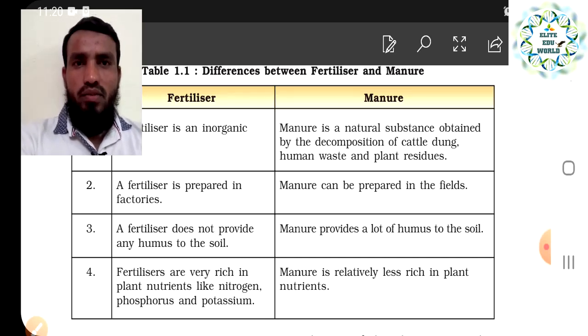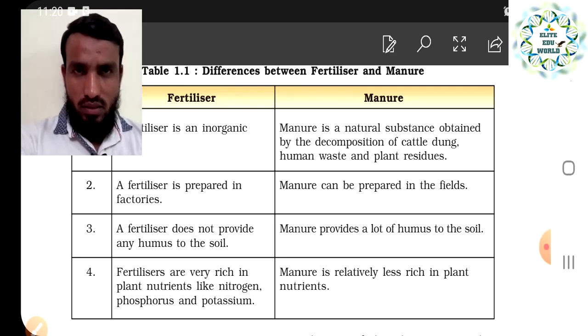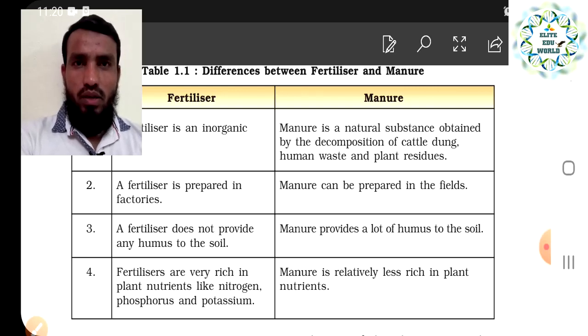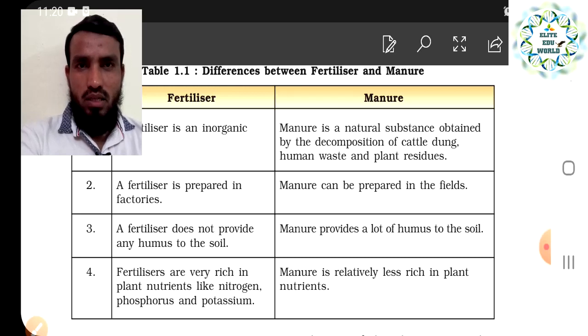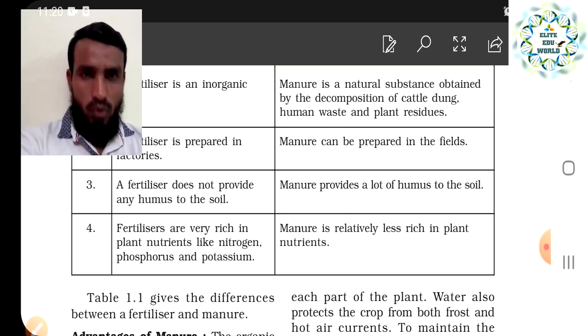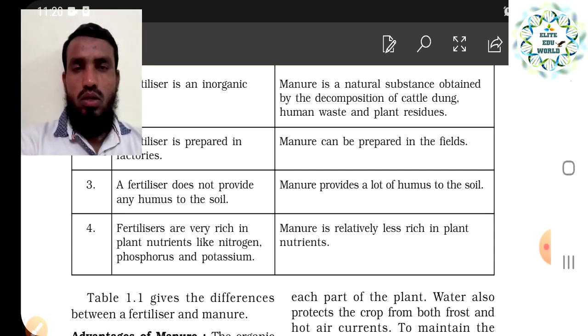The second point, fertilizers are prepared in factories, and manures can be prepared in the field. Whenever we visit some fields, we can see in a separate area, or we can say pits, the farmers collecting all the cow dung, all the waste materials, all the remains of food plants, or all the remains of plants and animals, and adding them into those pits, and that becomes manure. So that is why it can be prepared in the field. The third difference you can understand, fertilizers do not provide any humus to the soil.